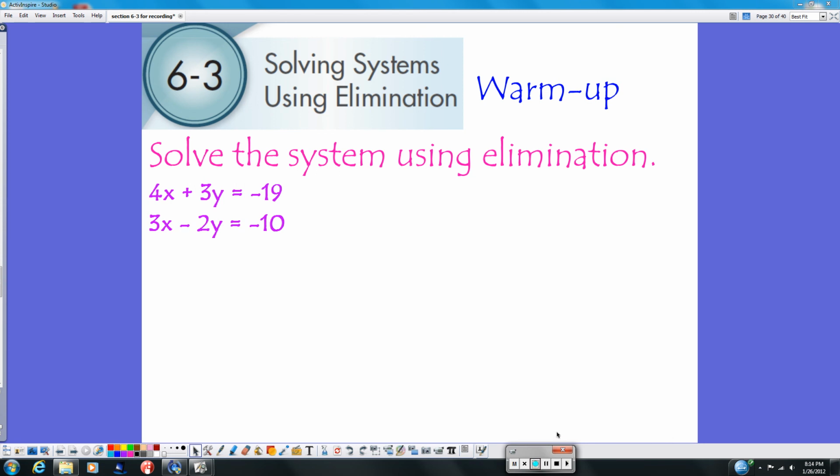Welcome to Section 6.3, Part 3, Solving Systems Using Elimination. As a warm-up, I want you to try solving the system using elimination.